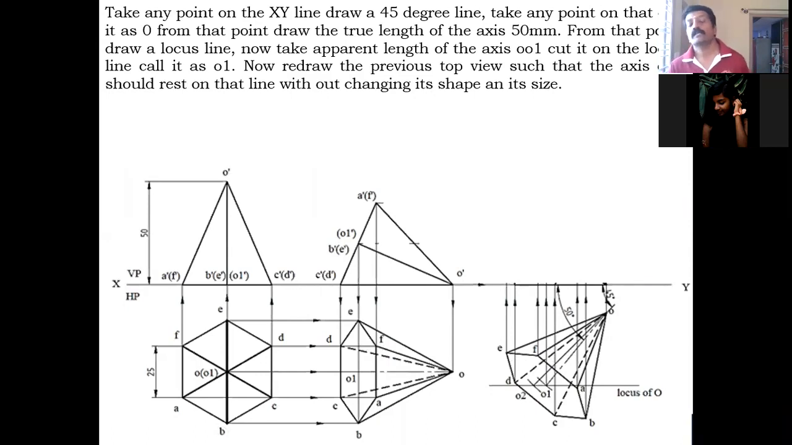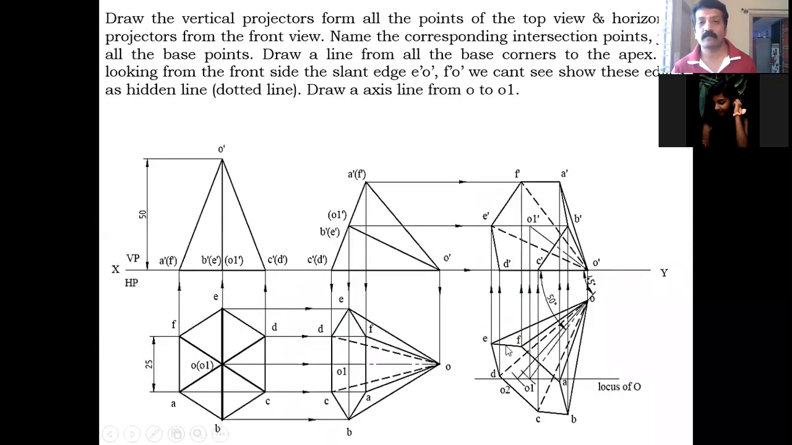This completes your top view. Okay, so after this, you keep on drawing the vertical projectors from all the points one by one, and draw the horizontal projectors from the previous front view. Coincide the points one by one.